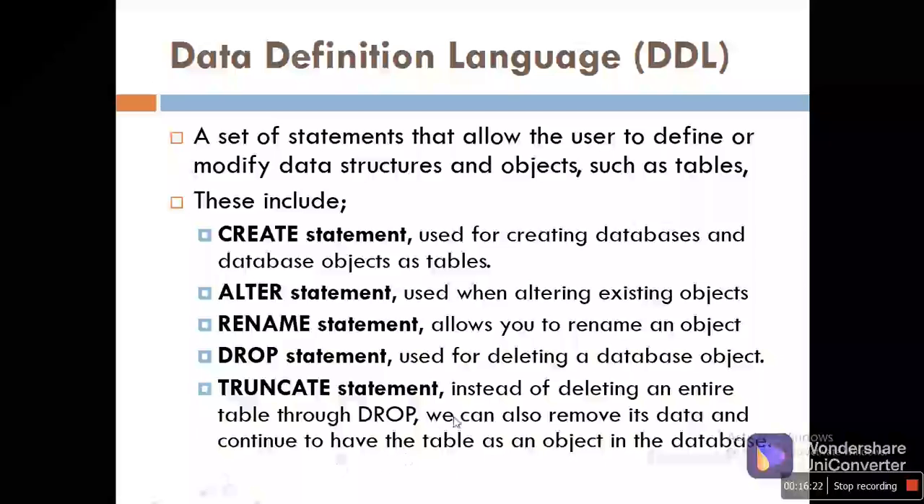So instead of deleting an entire table through drop, you can also remove its data and continue to have the table as an object in the database. So we shall see this one. For now, you may not understand clearly why we need the truncate. I want to keep these tutorials short so that they're not too lengthy. So I'm going to pause this one here, and I'm just going to proceed from here in the next tutorial.